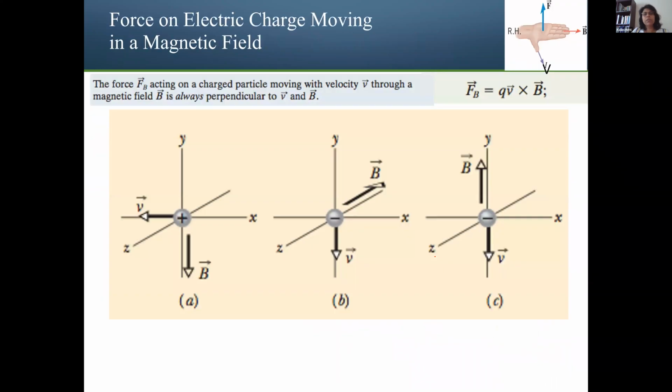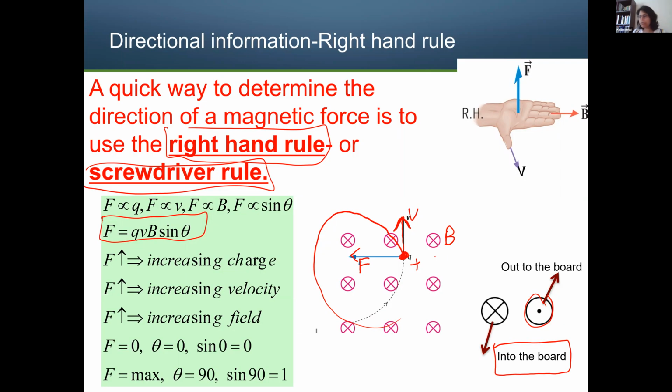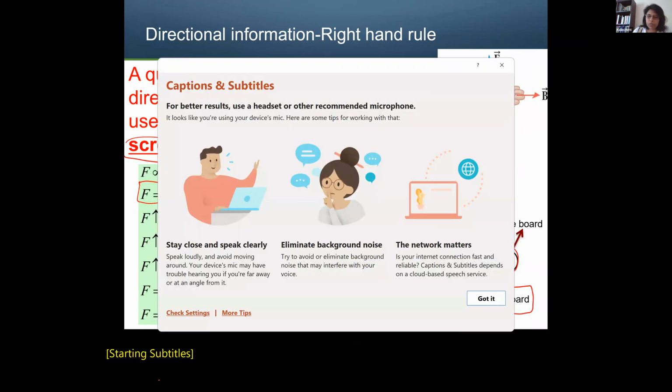Okay, so now let's do these three examples. In the first case, I have a positive charge. I did not mention the negative in here, so let's do it for the negative also. If it is a negative particle, you just follow it as positive. At the end, after you find the force direction, just flip it to the opposite direction.